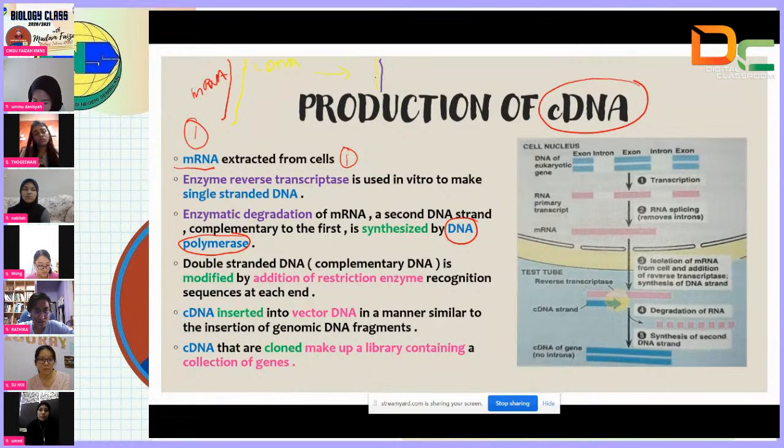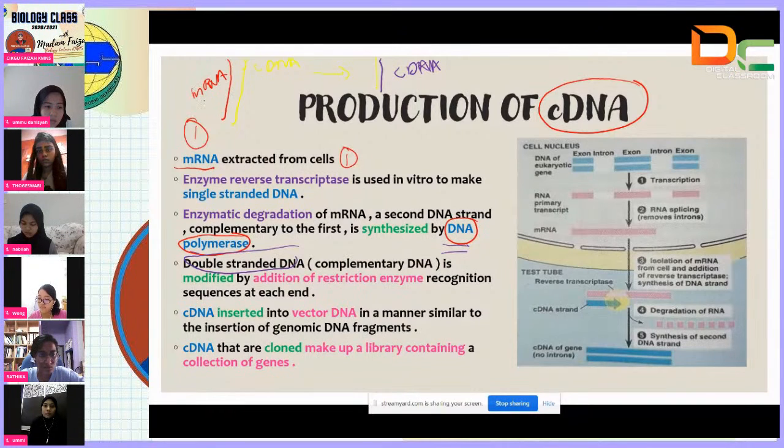So the yellow one is the first cDNA. The purple one is the new cDNA that is catalyzed by DNA polymerase. So it becomes double-stranded complementary DNA, cDNA. This cDNA already has double strands, one yellow, one purple. Yellow is from the first single strand, where the first single strand was transcribed from mRNA.